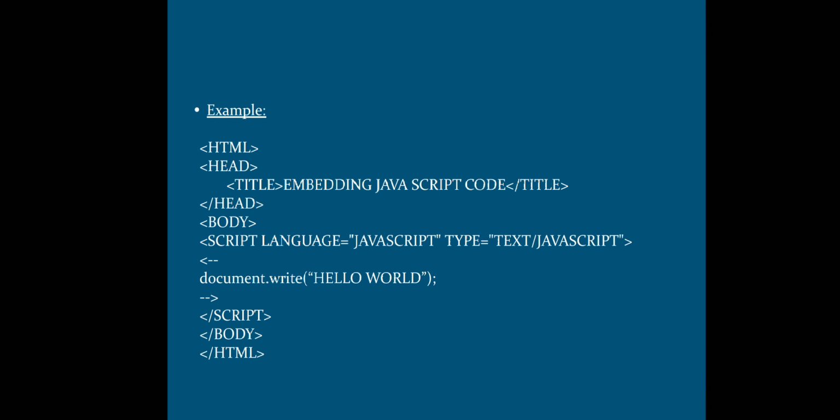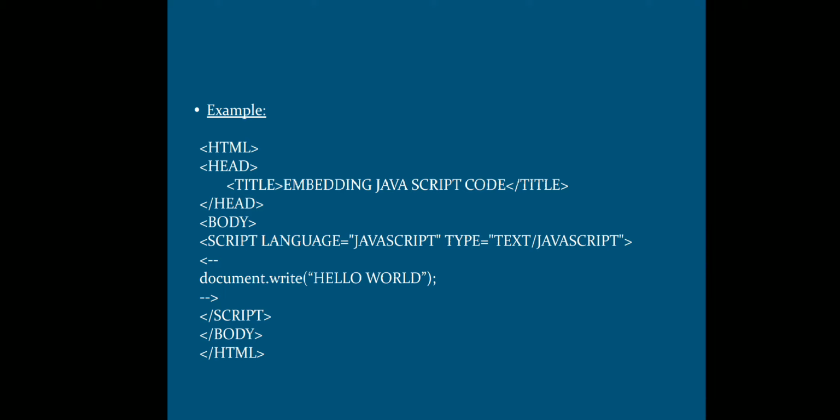Let us look into this example. In this example, I have included the script in the body section. You can include the script tag either in the head section or the body section. In this script, I have written only one statement, that is the document.write statement. This is an output statement where it opens a new document and writes the given output message. So here the message is hello world. It displays hello world in a new document.